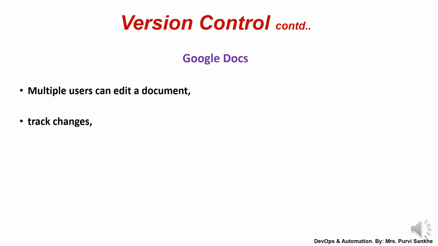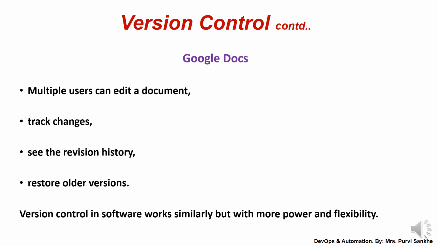One of the standard examples of version control we can take here is Google Docs, where multiple users can edit a document, track the changes, see the revision history, and also restore the older versions. So version control in software works similarly but with more power and flexibility.